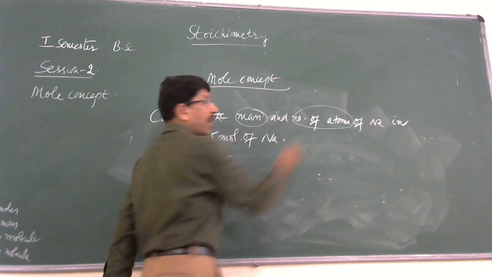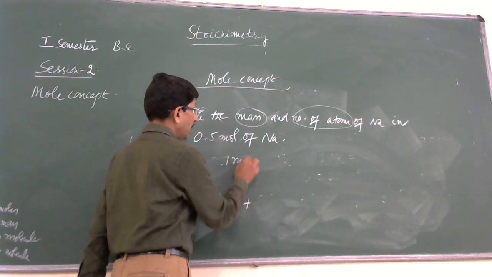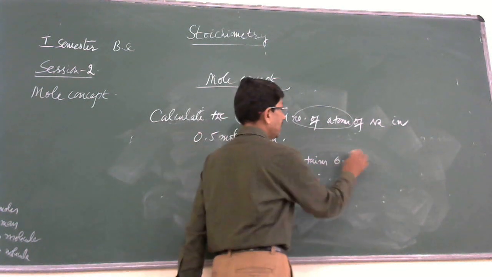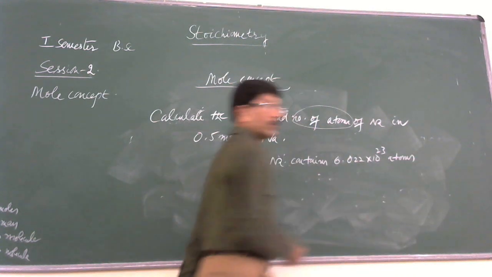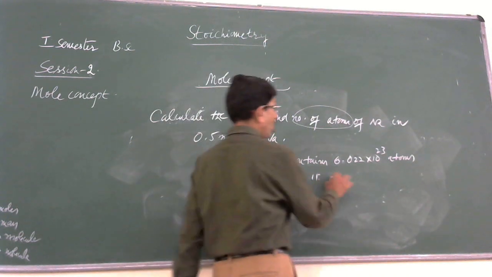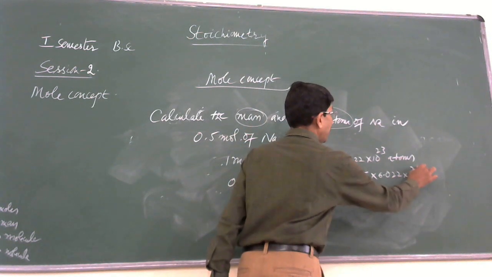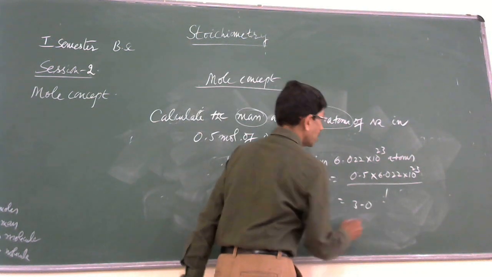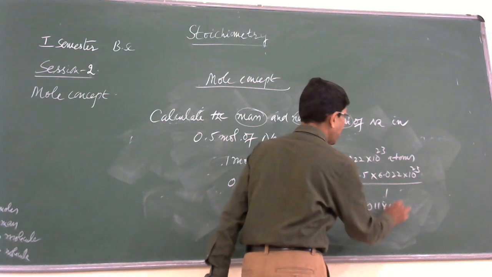Now we have to calculate the number of atoms of sodium in 0.5 moles. So we know 1 mole of sodium contains 6.022 into 10 to the power 23 atoms. Therefore, 0.5 moles of sodium contains how many? So 0.5 into 6.022 into 10 to the power 23 by 1. So half of this, 6.022 by 2, is 3.011 into 10 to the power 23.